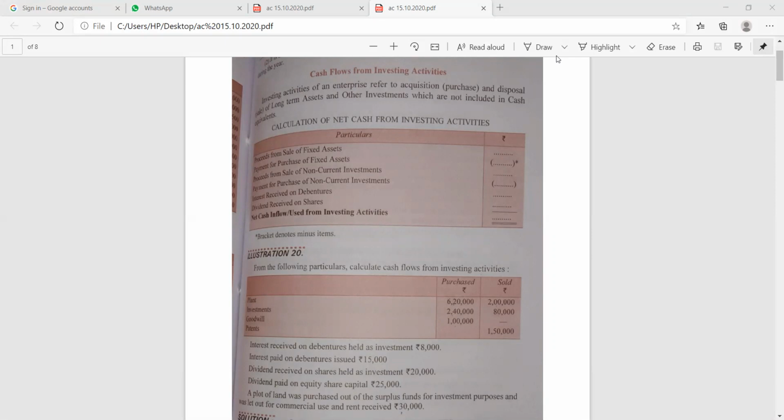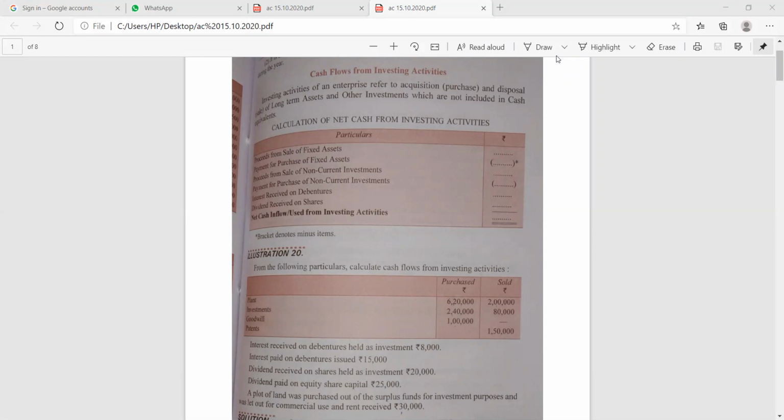So while calculating the cash from investing activities, all the proceeds from the sale of fixed assets are to be added. All the payments for the purchase of fixed assets are to be deducted. Proceeds from sale of non-current investments are added. Payments for purchase of non-current investments will be deducted. Interest received on debentures is added. Received means it's an inflow for the business. Dividend received, an inflow for the business, on shares is also to be added.